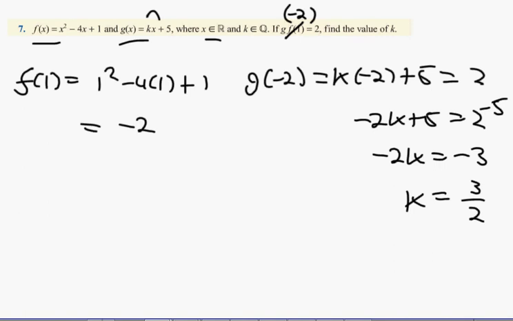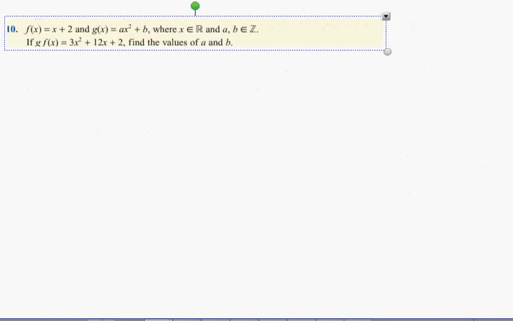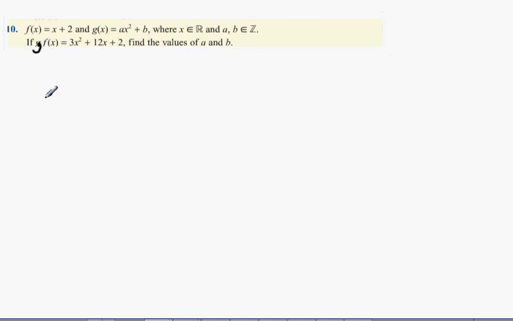Okay. Number 10. If f of x is x plus 2, g of x is ax squared plus b. x element R means it can be any number: fractions, positive, negative numbers, decimals. a, b is element Z. a and b are only allowed to be whole numbers. They're not allowed to be fractions. They're not allowed to be decimals.